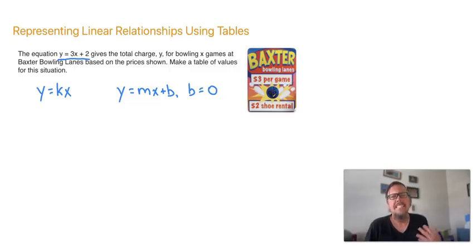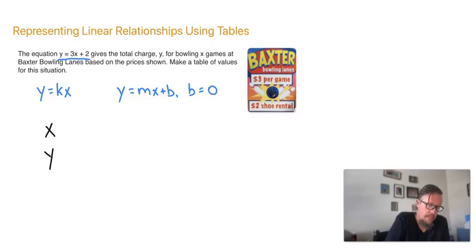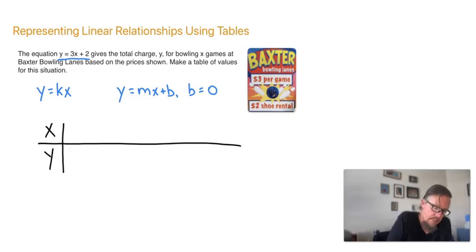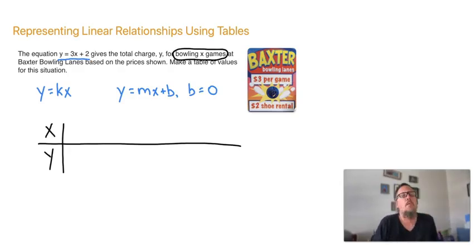So making a table to represent this really requires us to do two things. We're going to start off with just making the XY table. Remember, according to the problem, x is the number of games, since it says bowling x games, and y is the total charge. So the first thing we want to do is fill in the x part of the table with some numbers that make sense.